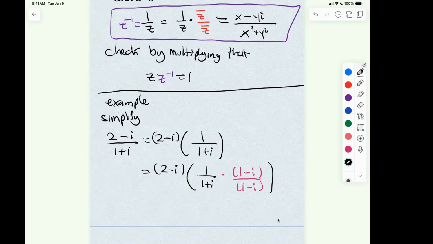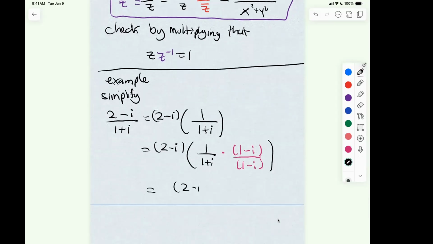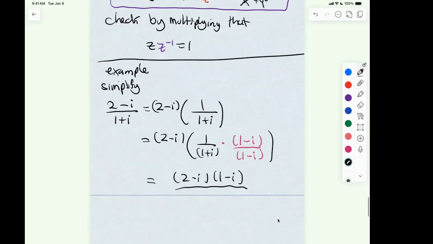Is that okay? So far, so good. Everyone with me? And now everything can be done because 2 minus i times 1 minus i can FOIL, right? I will be able to FOIL the top. And 1 plus i times 1 minus i is just like the difference of squares formula, right? Or essentially like Pythagoras theorem, but I can just write it like this.